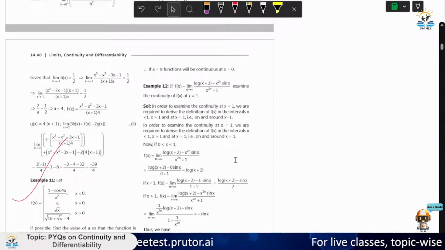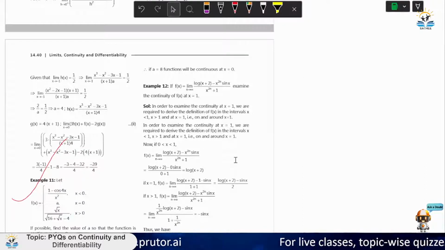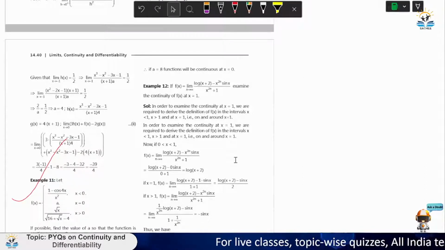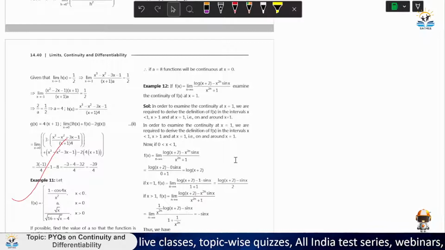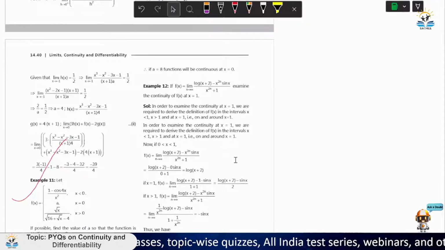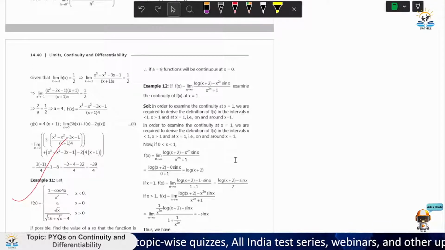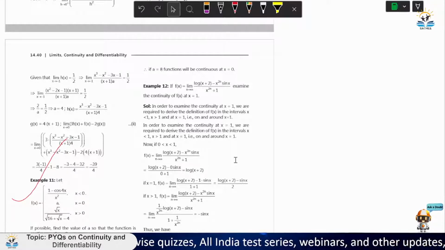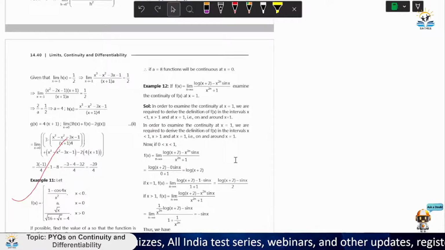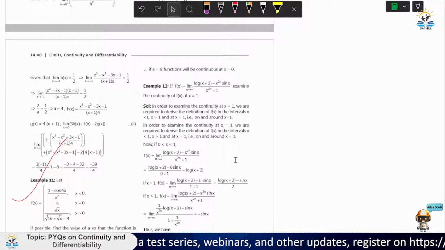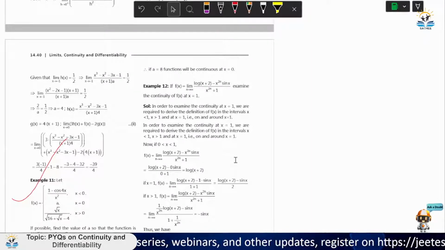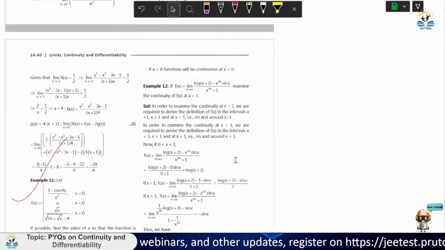Let's see. In order to examine the continuity at x is equal to 1, we are required to derive the definition of f of x in the intervals x less than 1, x greater than 1, and x is equal to 1. That is on and around x is equal to 1. It's a very repetitive line, sorry.